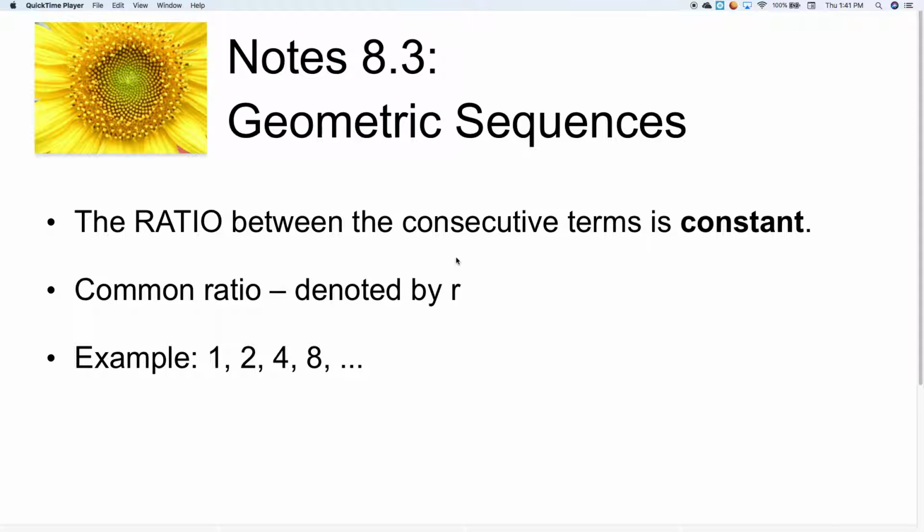Tuesday, we talked about arithmetic sequences. Something is arithmetic if and only if you're adding or subtracting the same number every time to get your next term. Okay, so those things are going to be classified as arithmetic. Today we're going to talk about geometric sequences.